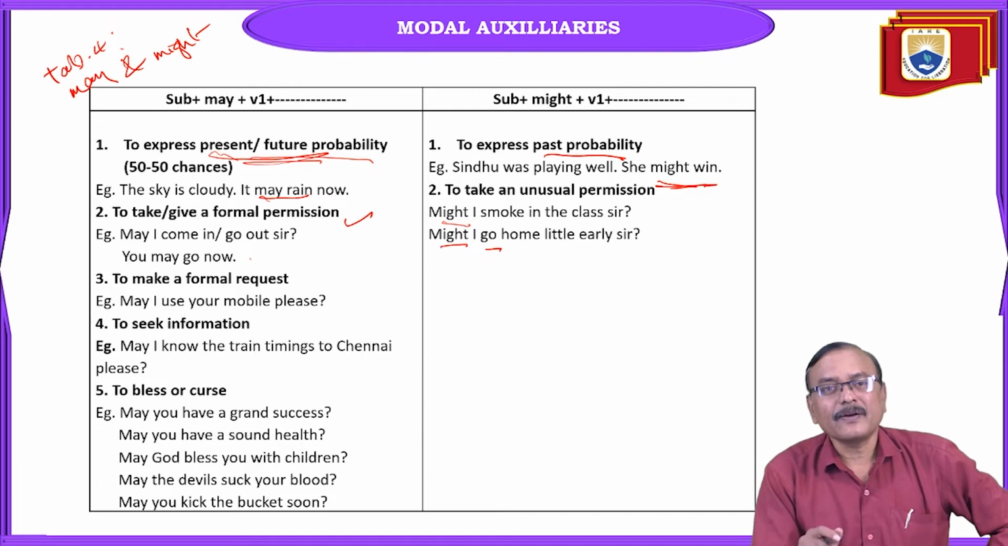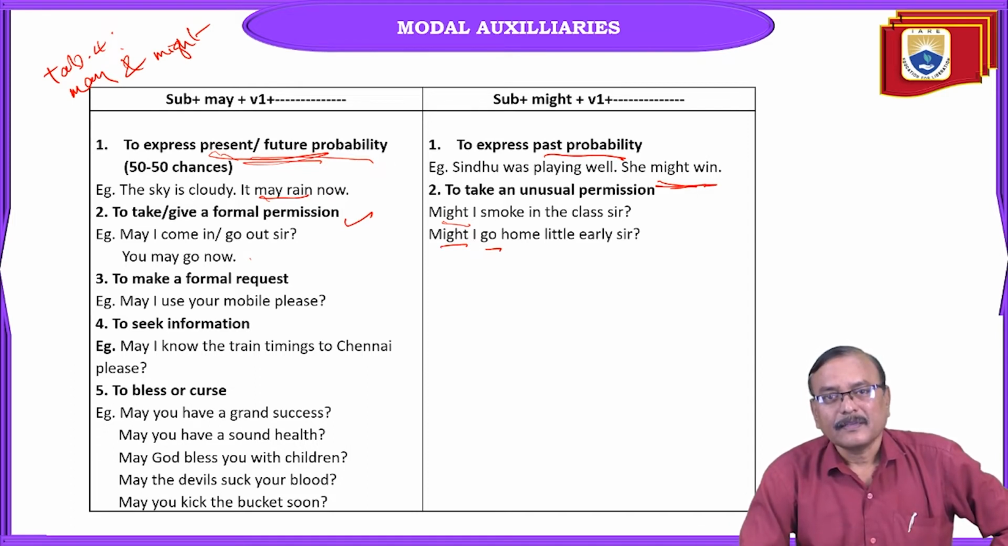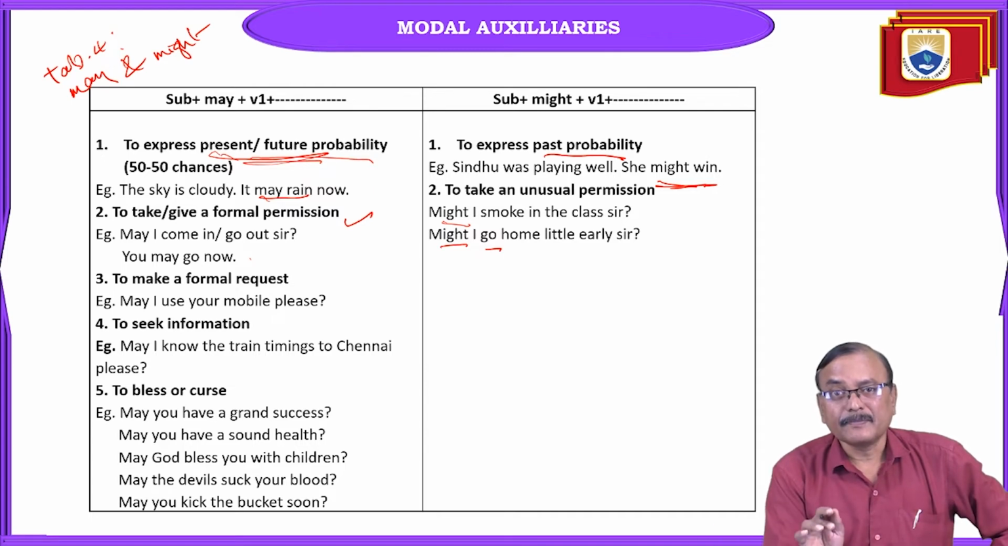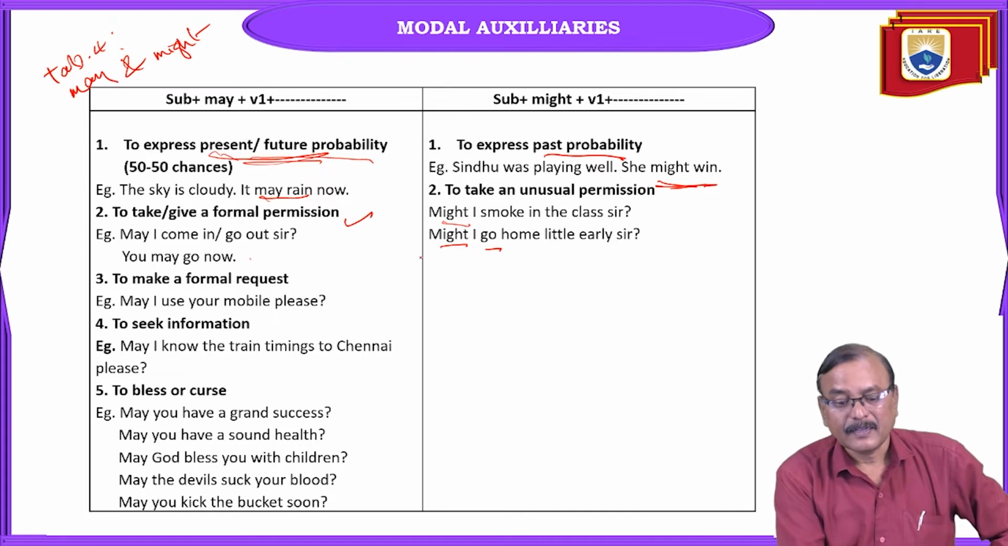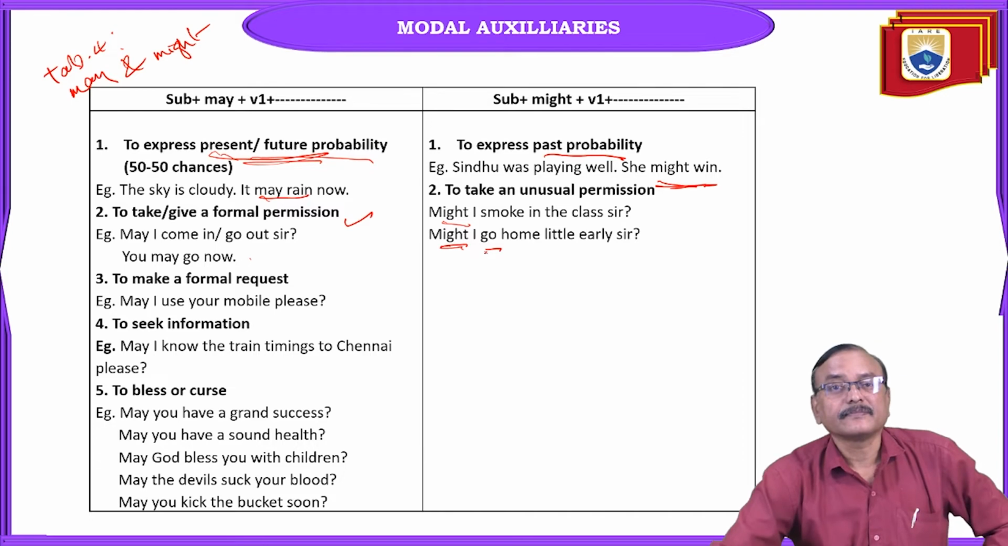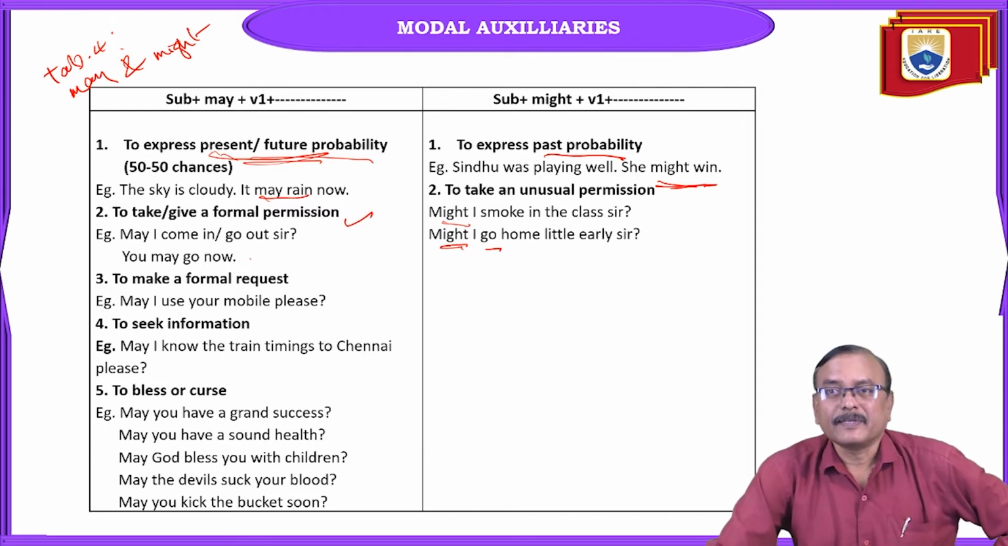Right. "May I go" is very formal. Especially in banks or offices where clients or customers are expected, even at the eleventh hour, we should not take permission this way. Is it clear? But if it is essential, instead of using "may I", use "might I". Might I go home a little early, sir?